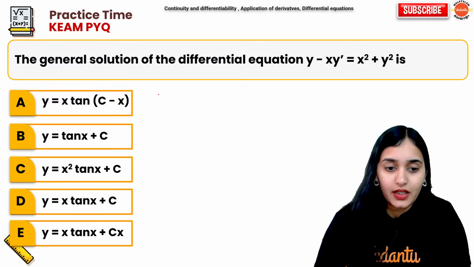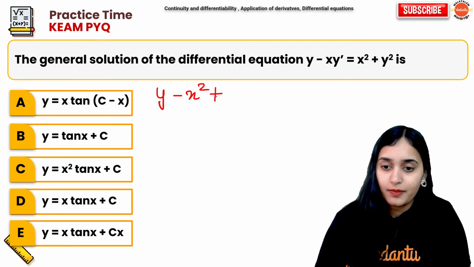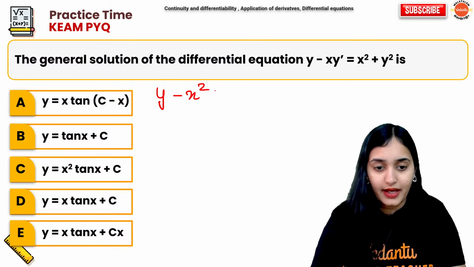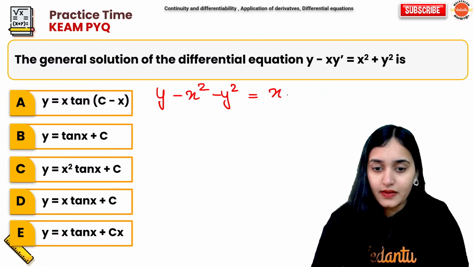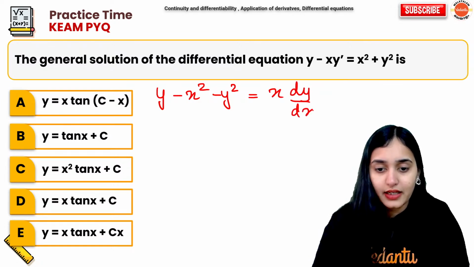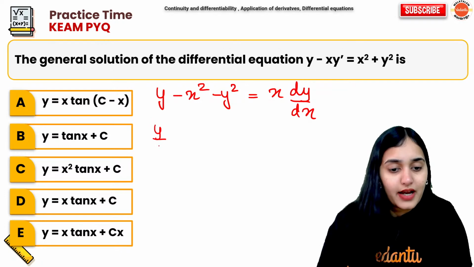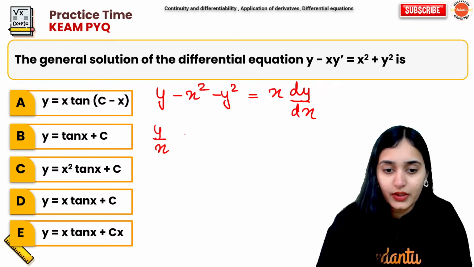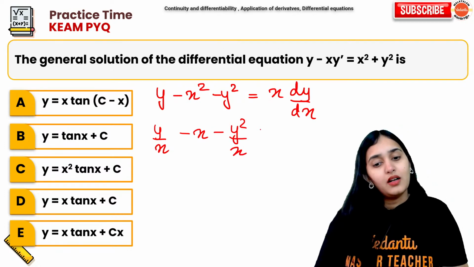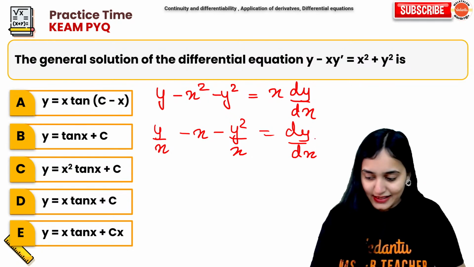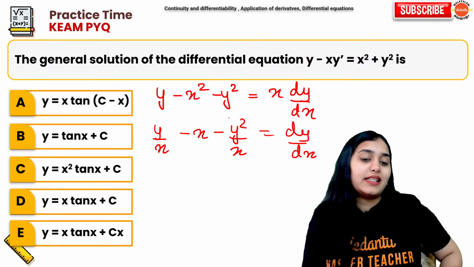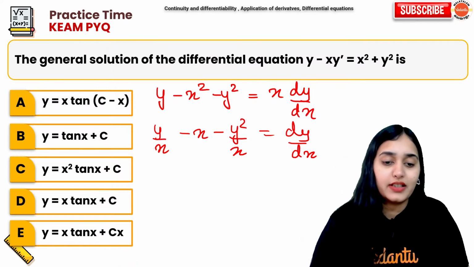Let's do it this way. So we can do it like y minus x square minus y square is equal to x into dy by dx. We divide, so we get y by x, we get minus x, and we get minus y square by x. But this is not homogeneous. The power is not the same. Then how are they doing it by homogeneous?